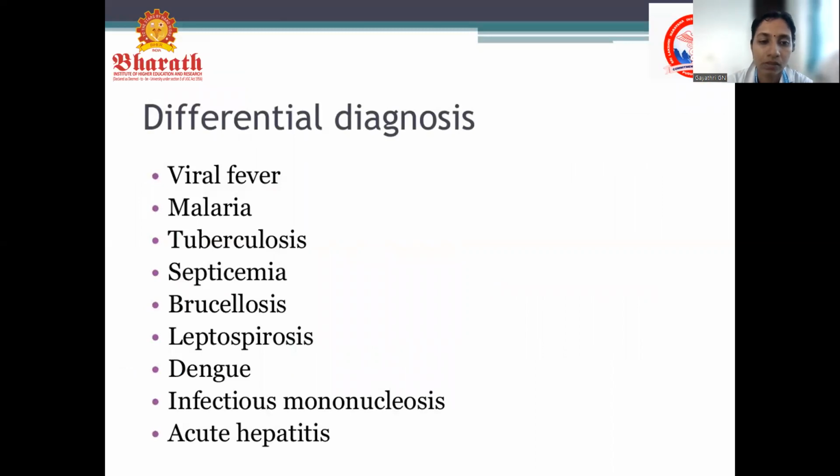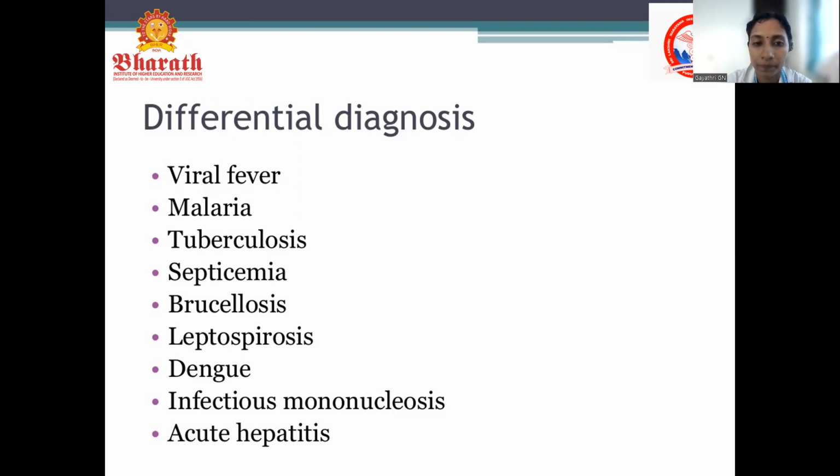Of course, many of the fever spectrums overlap with each other. So the differential diagnoses which we have to keep in mind are viral fever, obviously. However, look at the pattern of the fever. Investigations will also help us. Malaria. Malaria, how do you differentiate? You have the specific type of fevers, isn't it?